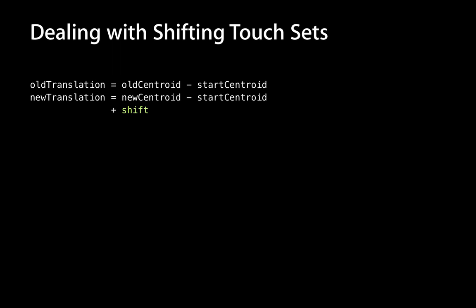We have to add an extra term that here I'll call shift. That's going to account for the change over time in the centroid as the user changes the touch configuration. So we have this extra term, and now if we set these two equations to be equal to each other, we can solve for this shift term and see that every time the user changes the number of touches, we're going to shift the shift term by the difference between the old centroid and the new centroid.